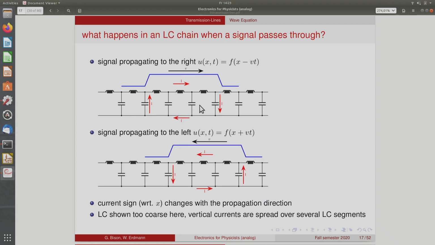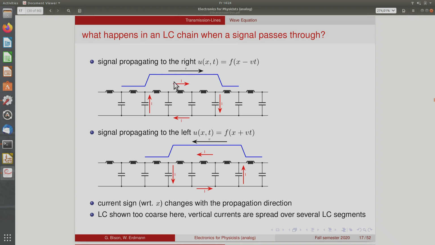So we can try to understand a little more in detail what happens when a signal now passes through such a chain of LC elements. First we look at a signal propagating to the right. It's a solution of this form. And so f is this blue shape here. It is zero outside a certain region and only non-zero in a certain region that covers several blocks of this model. And then the whole thing is traveling from left to right.